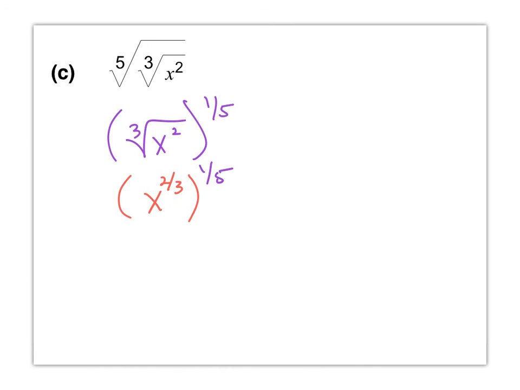Now we can apply the power rule for exponents, since we have the base x raised to the 2/3 power, which is raised to the 1/5 power. We can use the power rule for exponents, and when we do that, we are going to multiply those exponents together. So our base is x raised to the 2/3 times 1/5 power, and that will simplify to x to the 2/15 power.